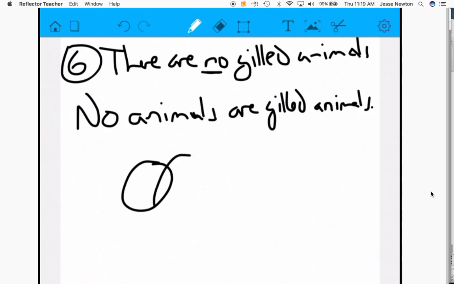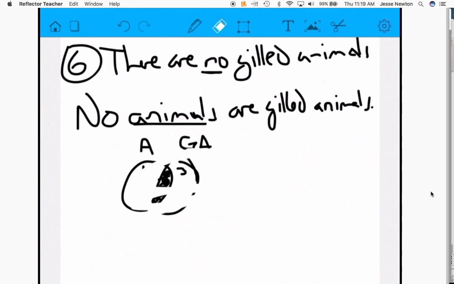And we Venn diagram this. We come over here. I'm going to use A to represent animals. I'm going to use GA to represent gilled animals. And the way we diagram this is we shade in region 2.